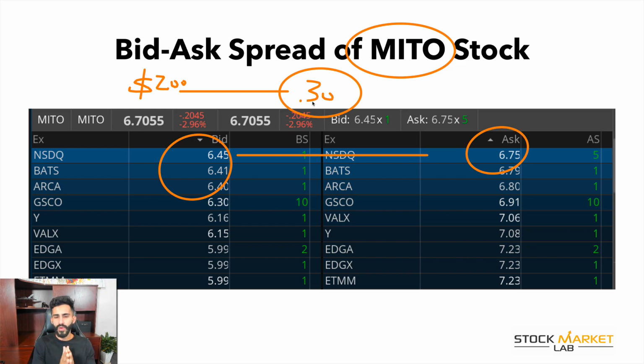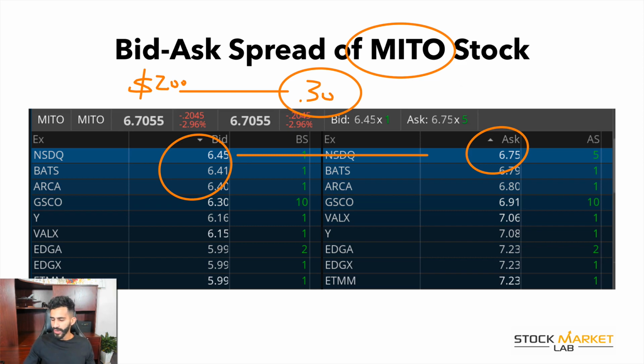That's one thing I want you to understand. A lot of people tend to confuse that. They ask, what's a high spread? What's a low spread? It first starts with what stock you're looking at. Looking at a $6 stock, a 30-cent spread is going to be much higher than when looking at a $200 stock.